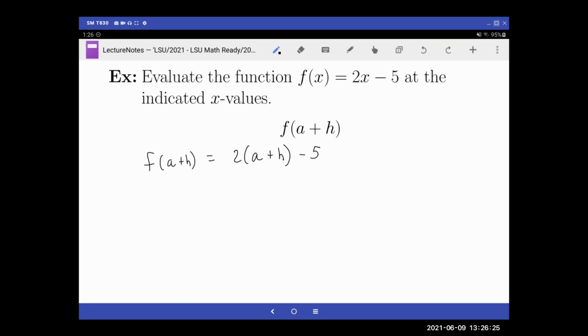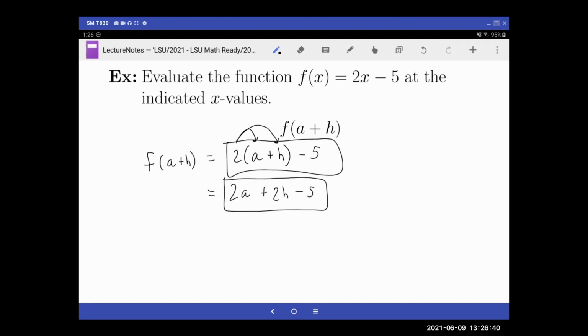Then we'll simplify it, distribute the 2 to a plus 2h minus 5. And there we go. This, by the way, could be the solution that you're looking for. Not solution, but the result. It just depends on how far they want you to expand it out. Either one would actually be acceptable.